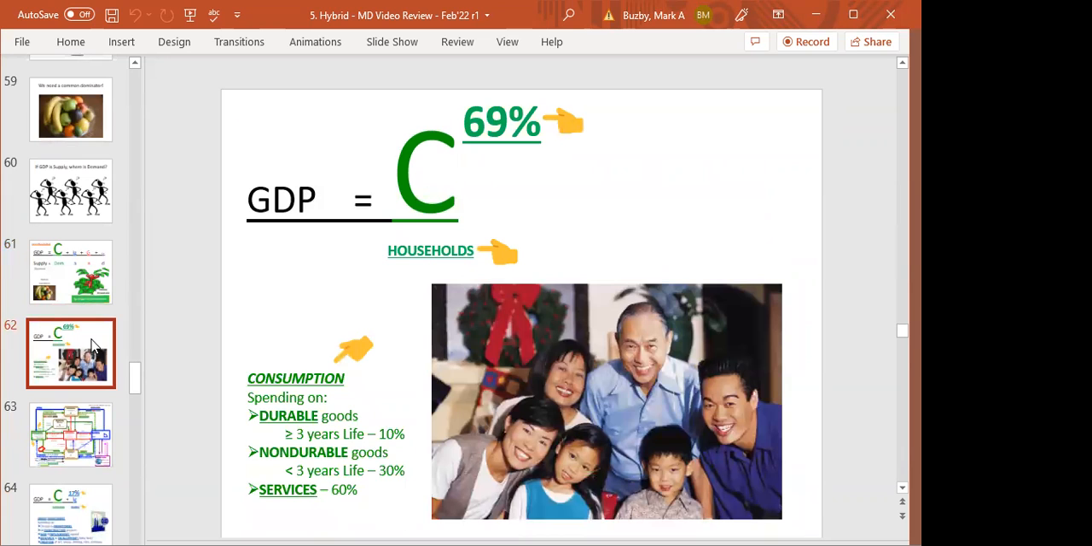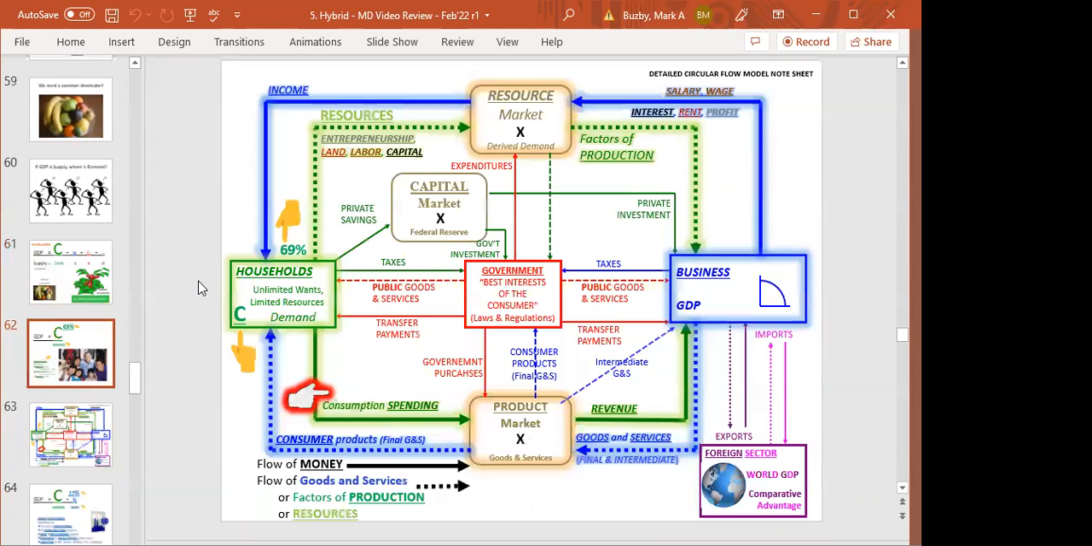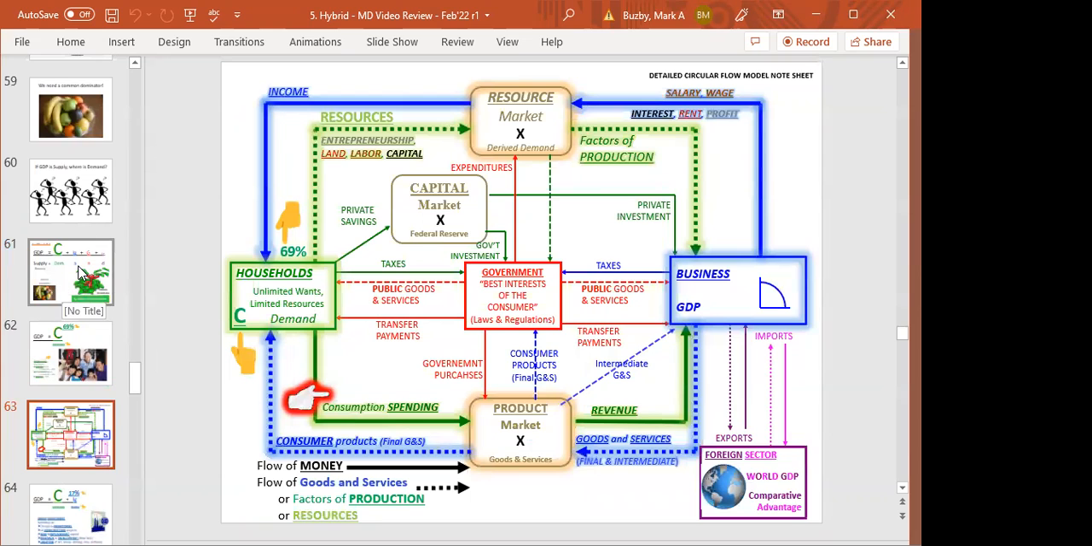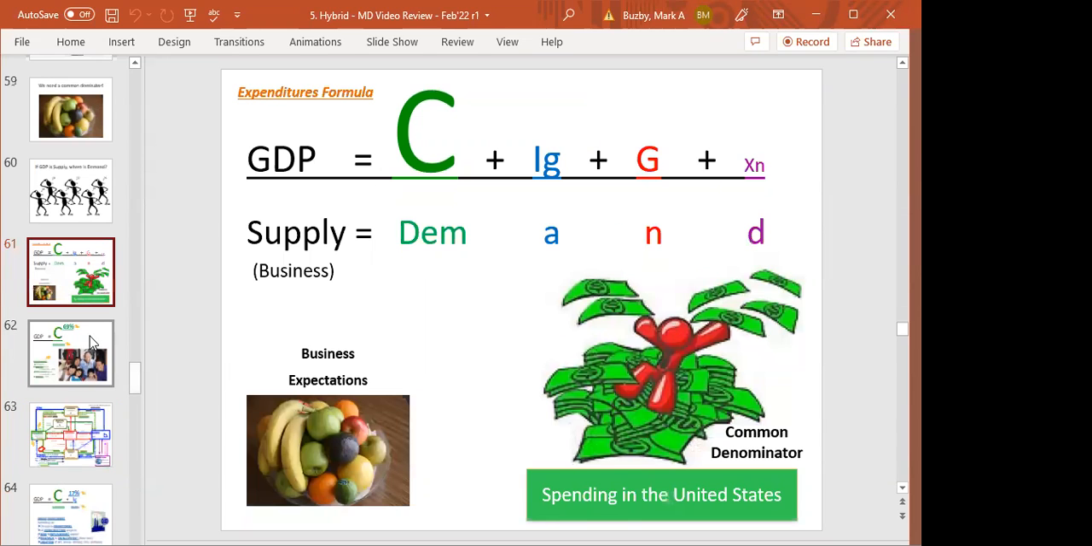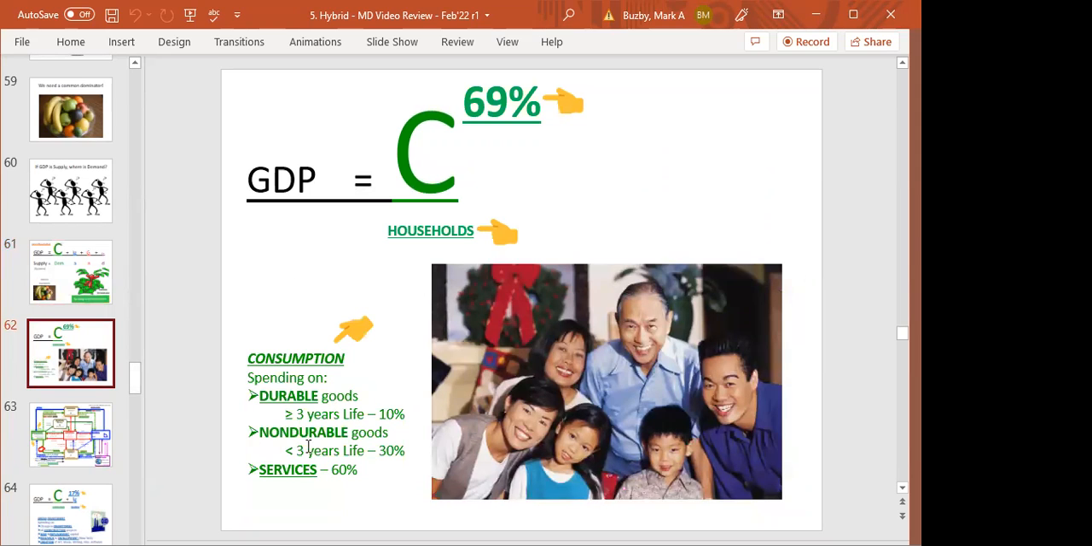Right? And remember, households, that 69% is stuff we buy. And the stuff we buy are durable goods, non-durable goods, and services. Durable goods is anything we can touch that is going to last more than 3 years. That's about 10% of the stuff we buy. Non-durable goods, it's still stuff we touch, but it's got less than 3 years before you have to replace it. That's about 30% of the stuff we buy. Services, that's 60%. All right.